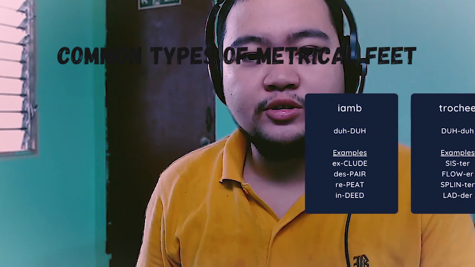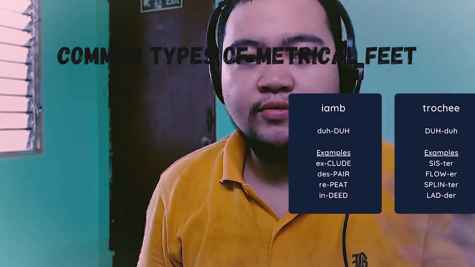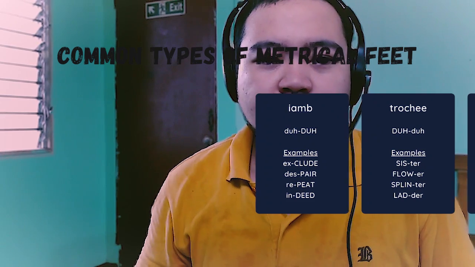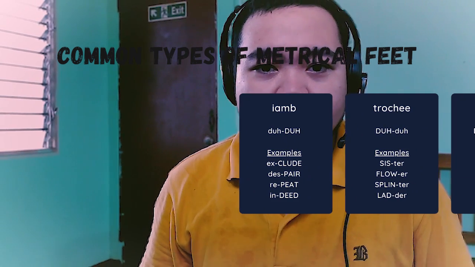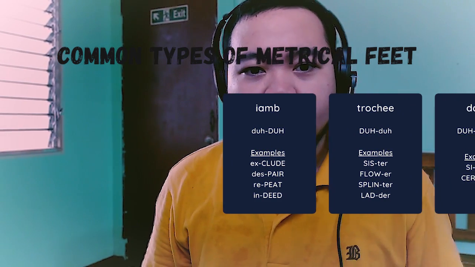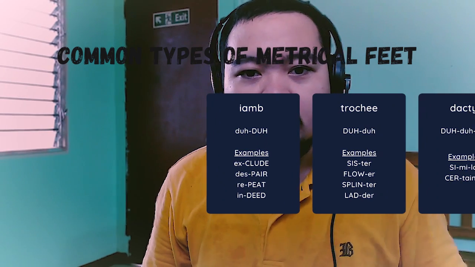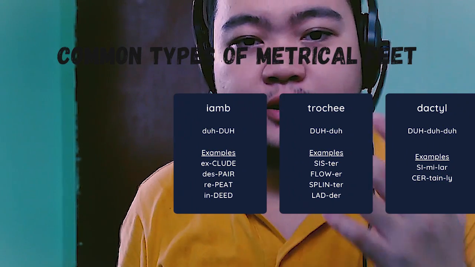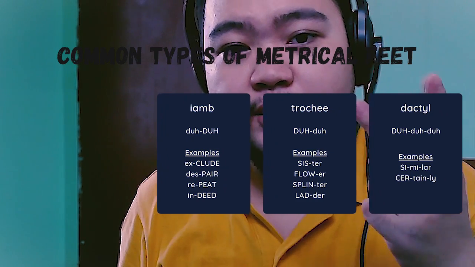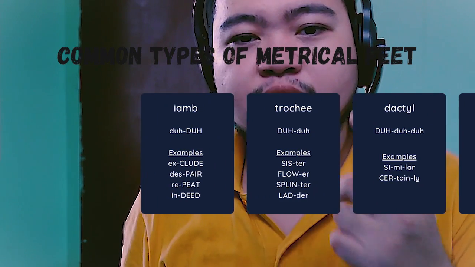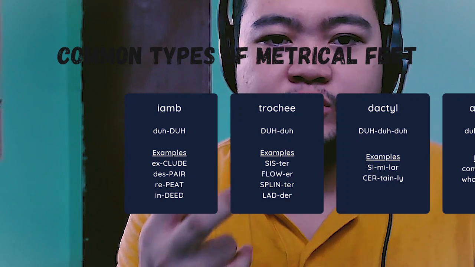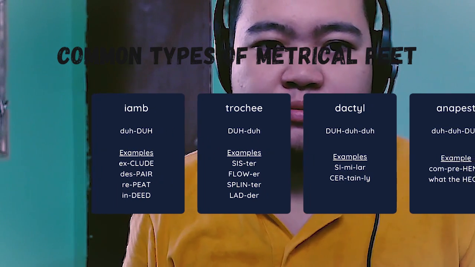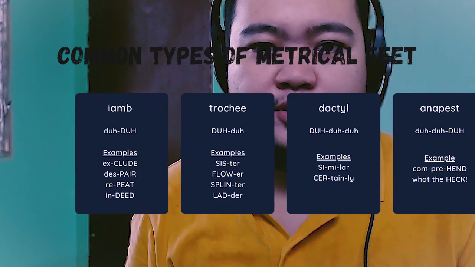Second, there's the trochee, which consists of one stressed syllable followed by an unstressed syllable. It is pronounced as DUM-da, as in sister, flower, splinter, and ladder. Third, there's the dactyl, which consists of one stressed syllable followed by two unstressed syllables. It is pronounced as DUM-da-da, as in similar and certainly.